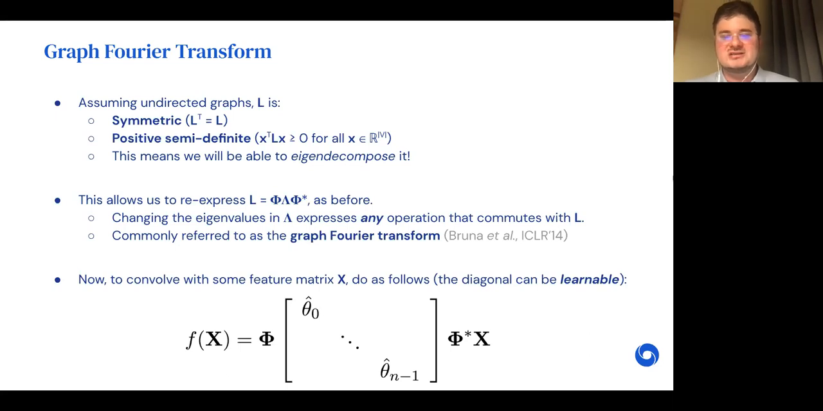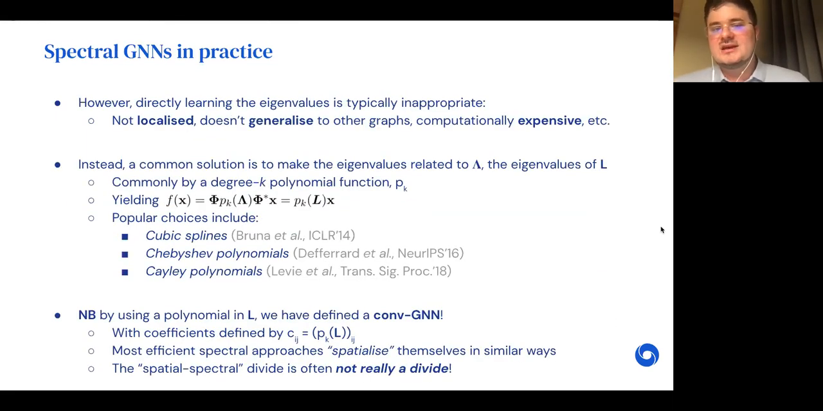And any operation that commutes with the graph structure can be expressed just by changing the eigenvalues in the matrix lambda. And this is commonly referred to as the graph Fourier transform, which was one of the pioneering papers on graph neural networks from Joan Bruna in 2014. And once again, to convolve with some particular node feature matrix, you just multiply with the conjugate transpose of phi, multiply pointwise with the eigenvalues, which could be learnable, and then map back to the spatial domain by multiplying with phi.